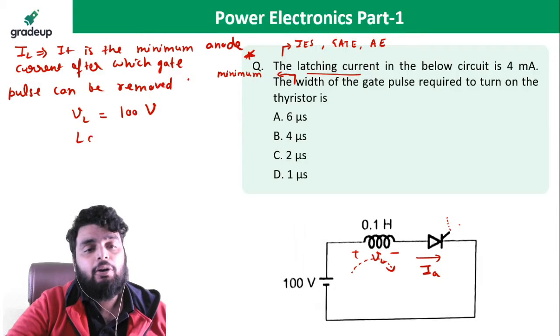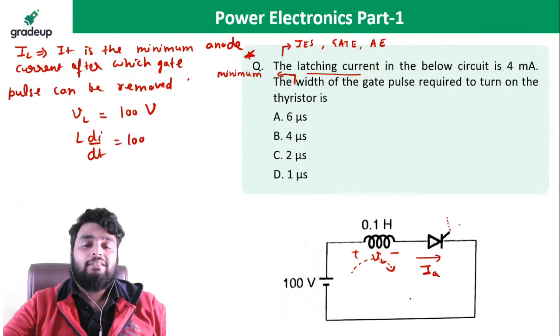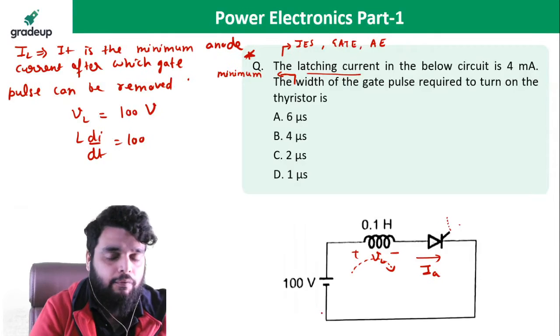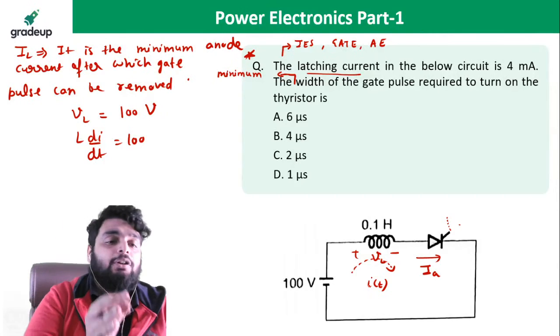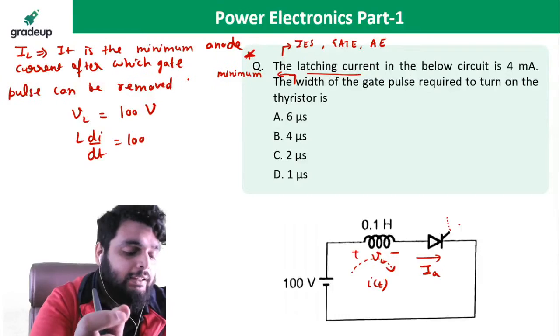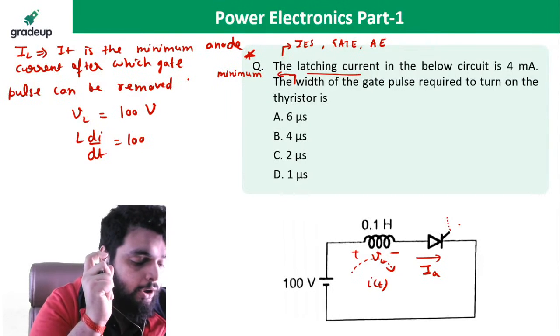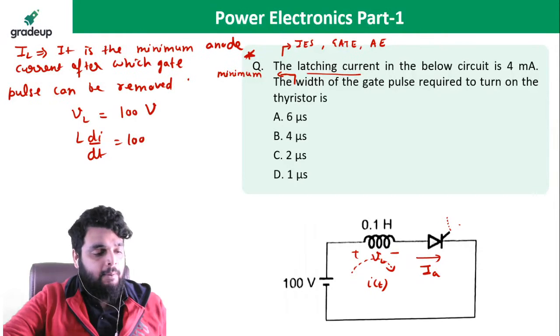Okay. Now from this circuit I need to find out the equation of current, and after finding the equation of current I will put this equation equal to the latching current, and from then I can find out the time. Okay. Yes, Yashwan, I will tell this difference about latching and holding in upcoming questions.